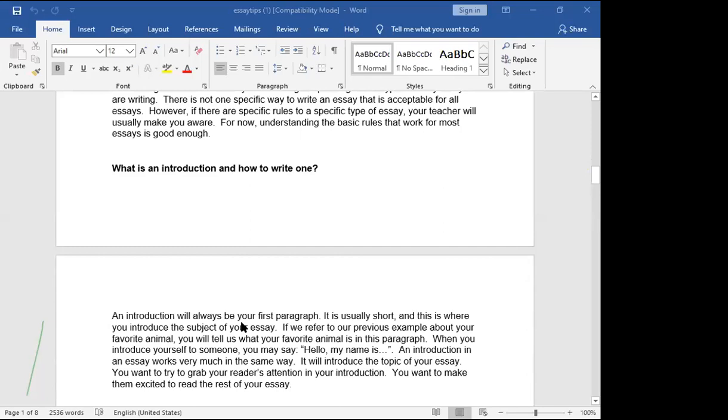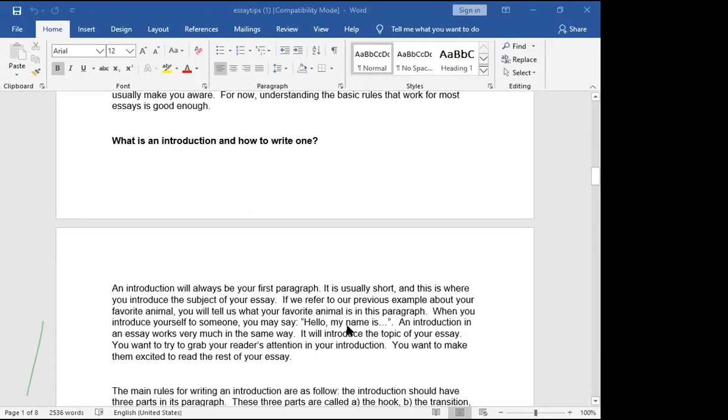So the introduction is very, very important because it is the one which is going to enable the marker to really feel that this composition is interesting. You will be lured to read more and try to understand more. An introduction is always in your first paragraph. You cannot introduce your composition at the end of it. It is usually short, and this is where you introduce the subject of your essay.